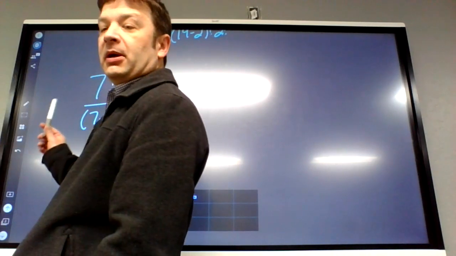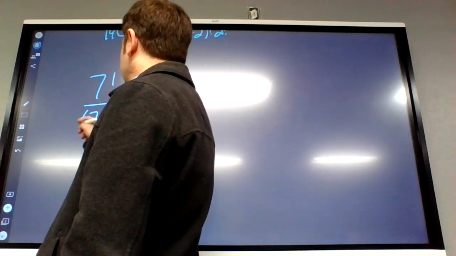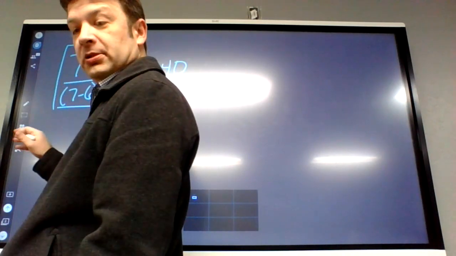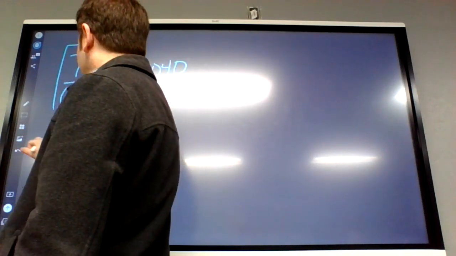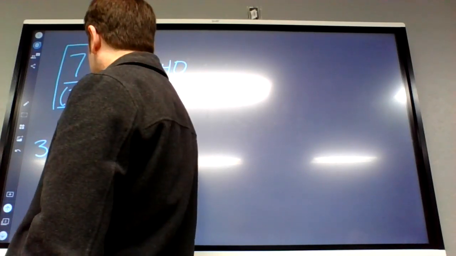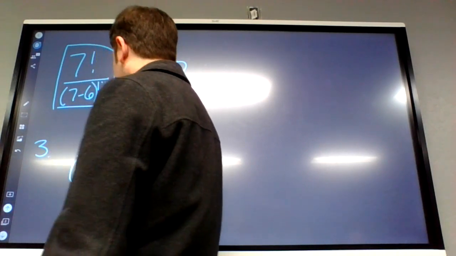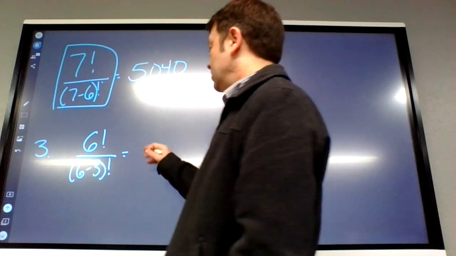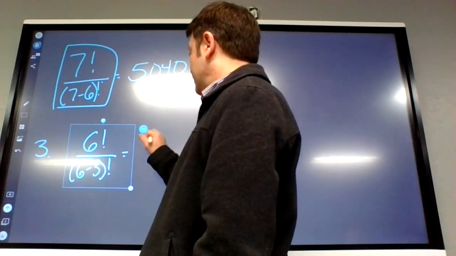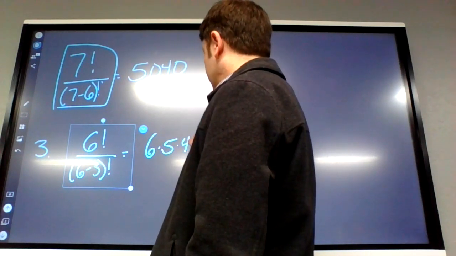Okay. I know these buttons are in your calculator, but for now, on 1 through 8, I want you to go ahead and write this part down too. Alright, number 3. So 3 would be 6 factorial over 6 minus 3 factorial. So 6 factorial over 3 factorial, the 3 factorial would cancel out, so it'd just be 6 times 5 times 4.